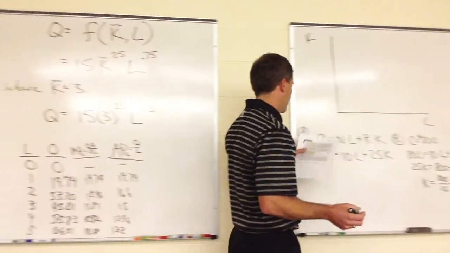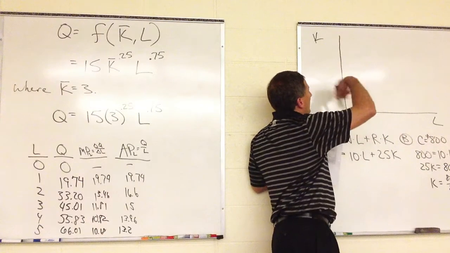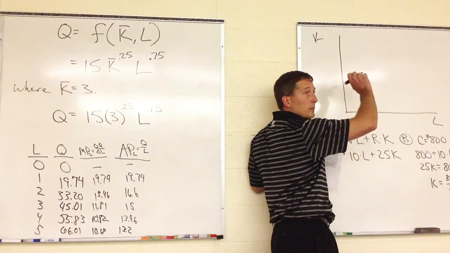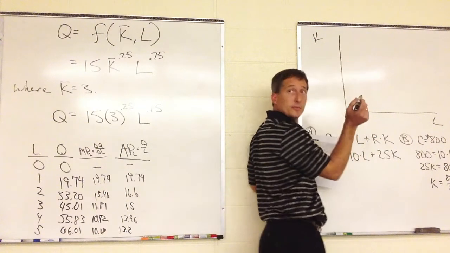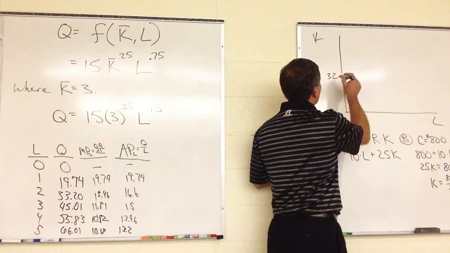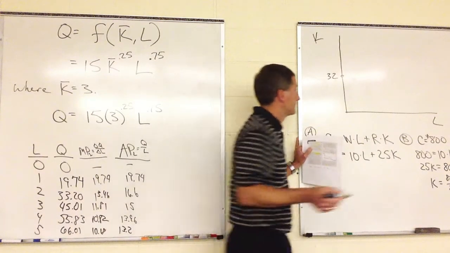Okay, what'd you get for your endpoints? How much? 32. 32 for capital? Okay. So 32 for capital and labor? 80.